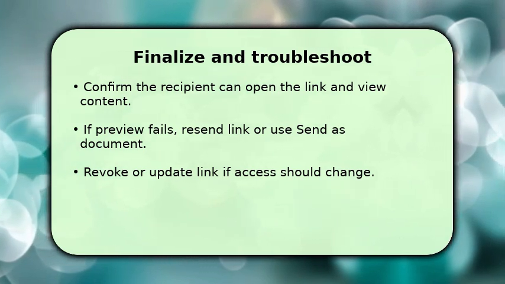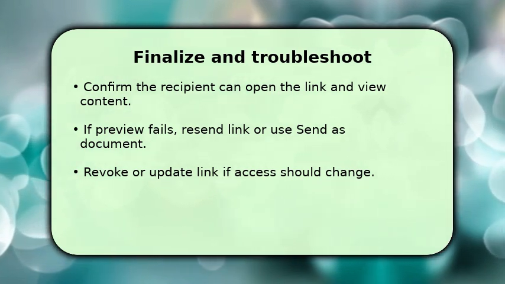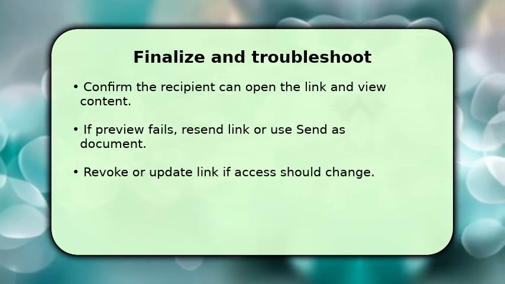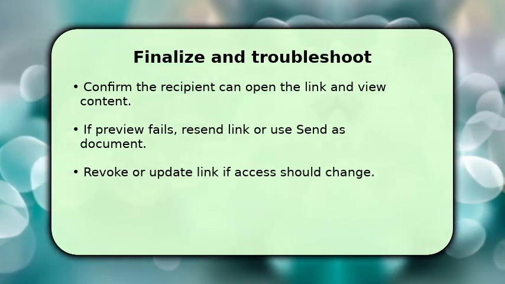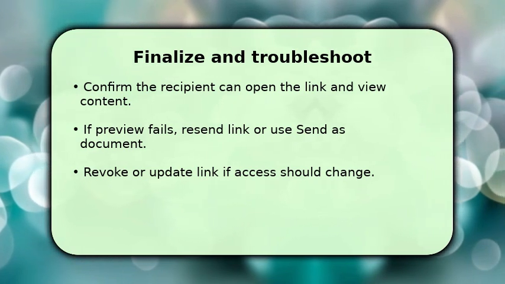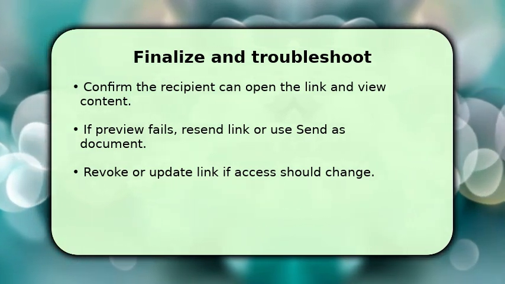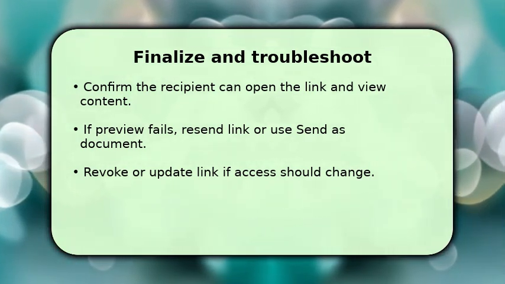If access needs to be limited afterward, change the link settings in the source app or revoke and create a new link. Troubleshooting tip: if recipients report access errors, check link permissions and resend after switching visibility to Anyone with Link.